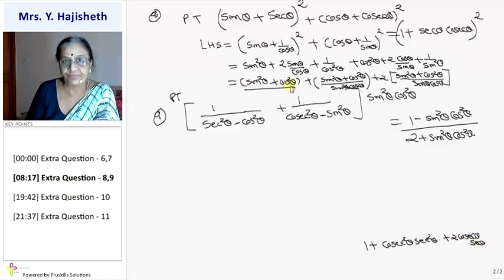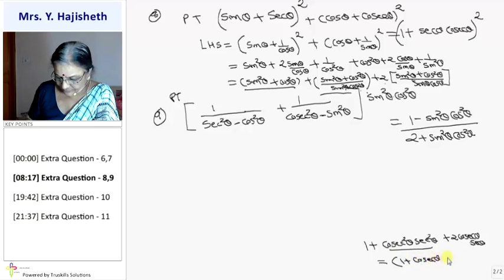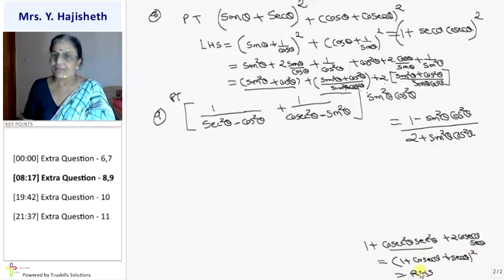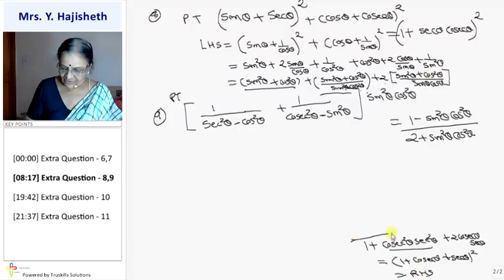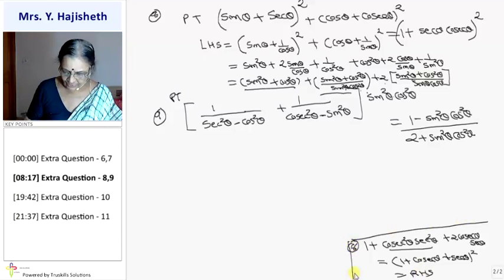This is 1. This is 1 upon sine square cos square. And this is 2 into 1 upon sine cos. And it is nothing but the perfect square of 1 plus cosec into sec. Clear? And that is your RHS, clear? Clear? So these are the 3 steps of sum number 8. Continue, okay?